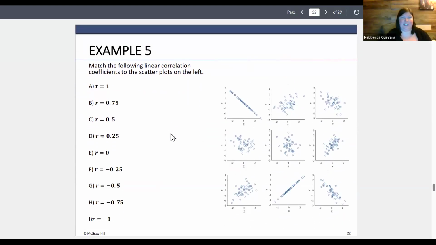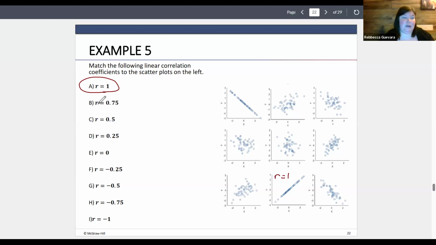So this could be a little subjective here, but we want to match the following linear correlation coefficients to the scatter plots on the left. So we'll start with the easy ones. A, we have R is equal to 1. So we know that this should be a straight line and it should be a positive association. So that's going to go here.